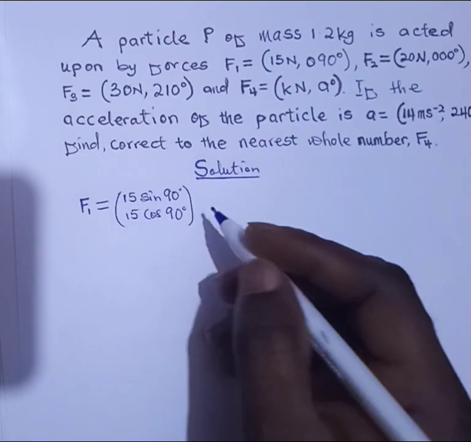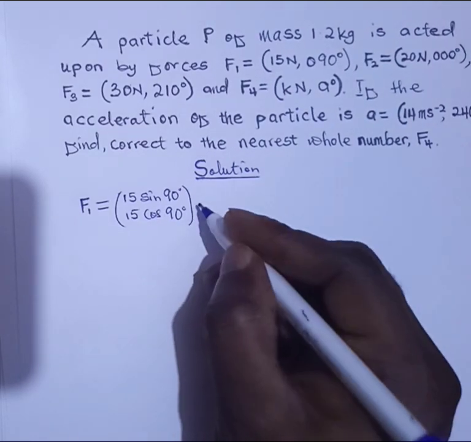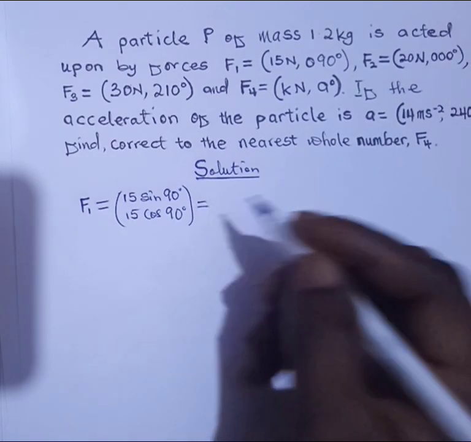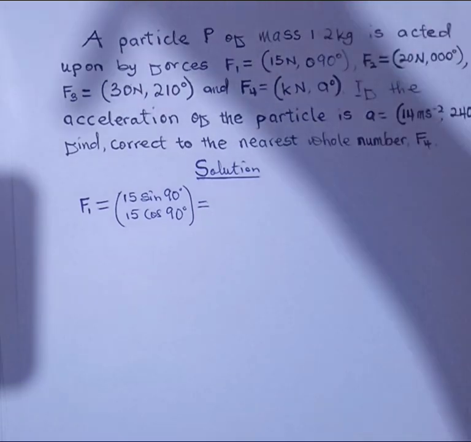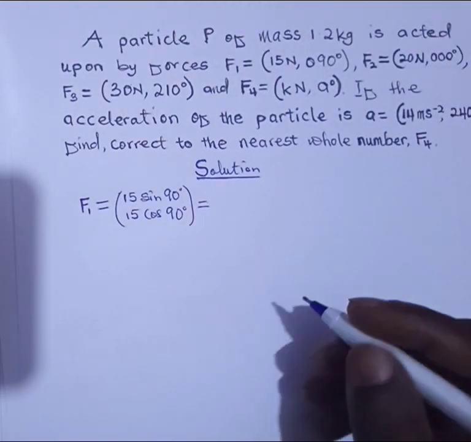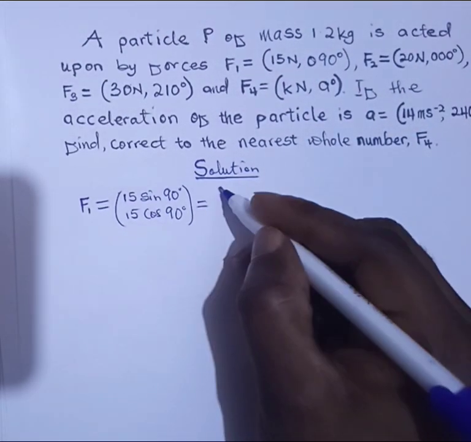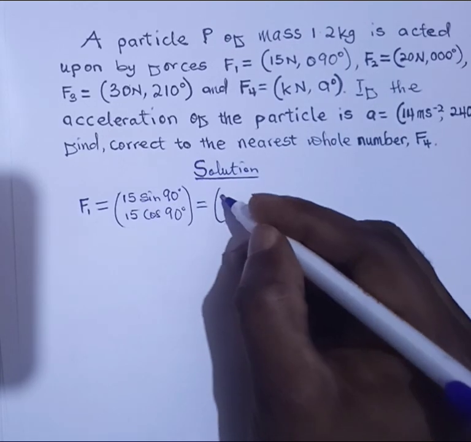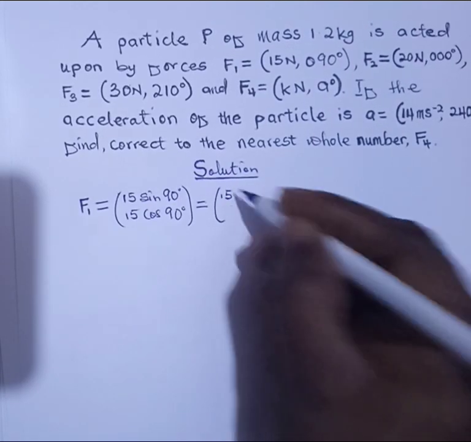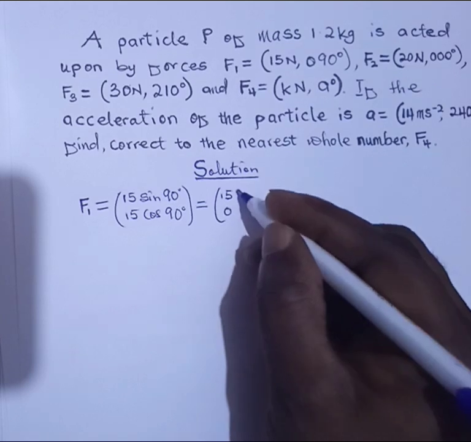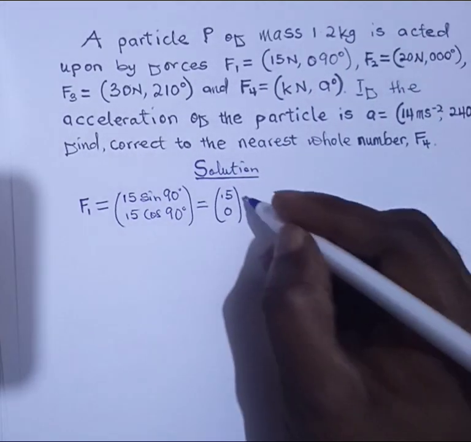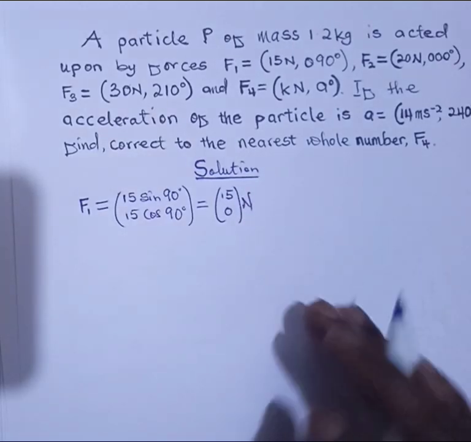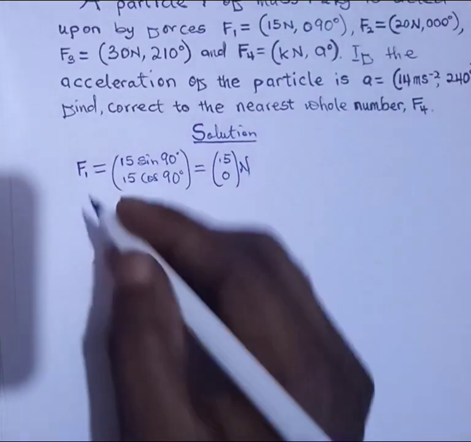Okay, so this one, we are resolving the forces. So if we resolve the first force, using a calculator, we are getting 15 and then 0 here. So we are writing them in column form. Yes, so we are writing it in column form. So that is the first force.